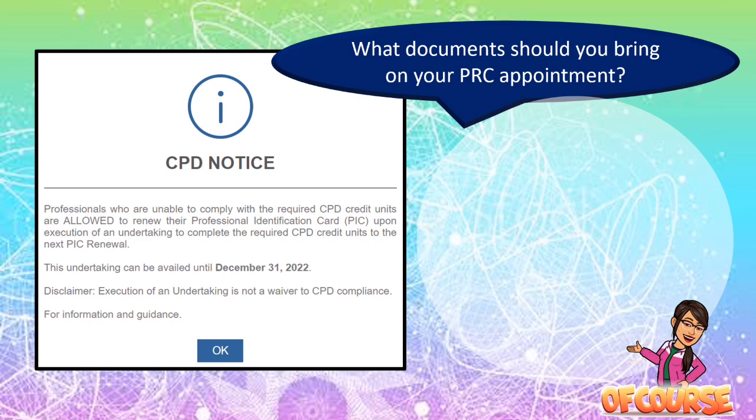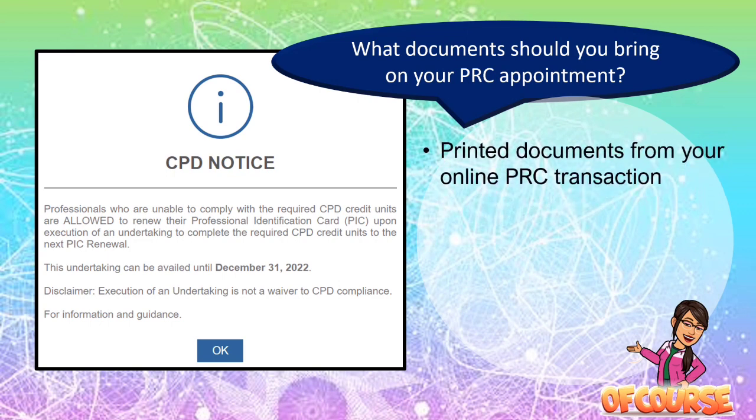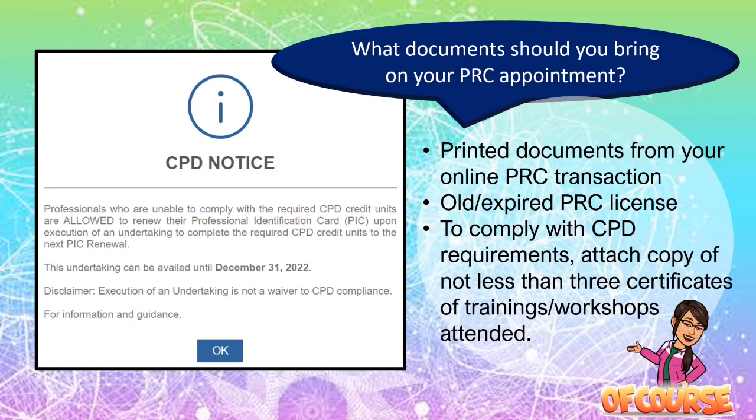Before going to the PRC office, what documents should you bring on your PRC appointment? So here are the things that you need to bring. Of course, the printed documents from your online PRC transaction, your old or expired PRC license, and of course, to comply with CPD requirements, you have to attach a copy of not less than 3 certificates of trainings and workshops attended. What I submitted is just in-house certificates and they credited it. So as simple as that.